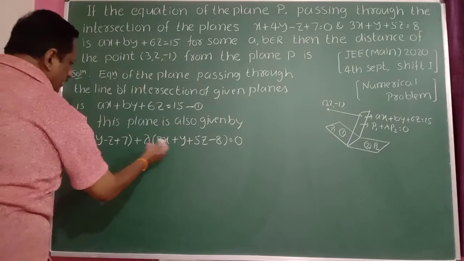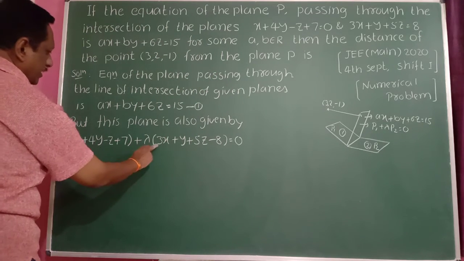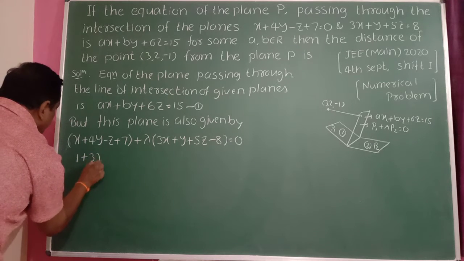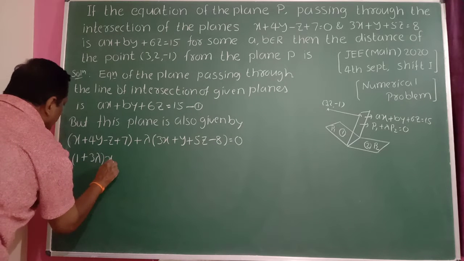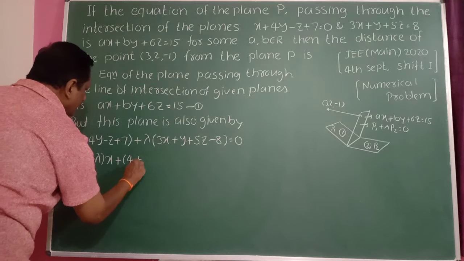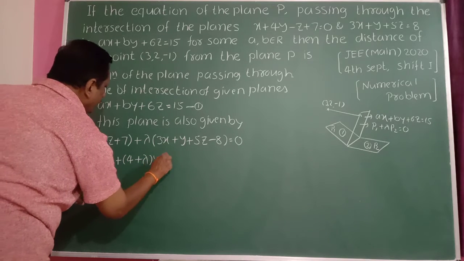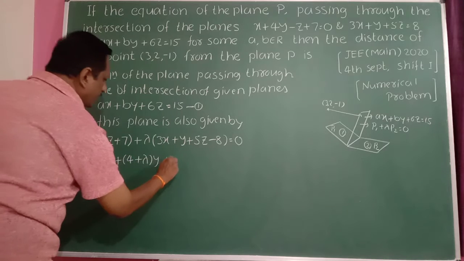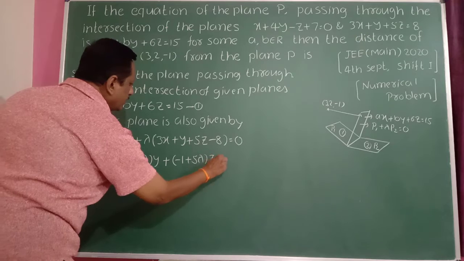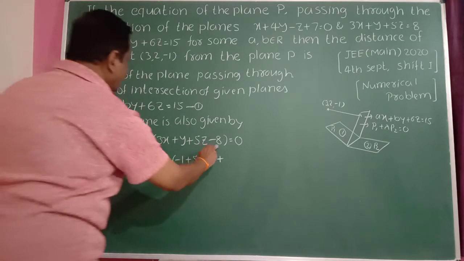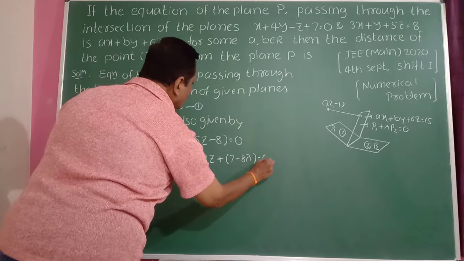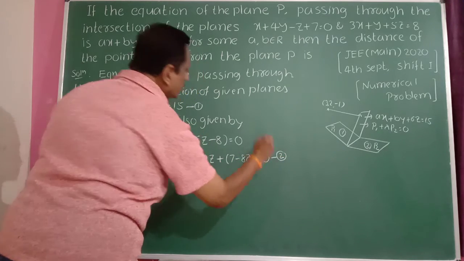Therefore, take this lambda inside the bracket. x plus lambda into 3x. So here x is the common factor: 1 plus 3 lambda into x, plus 4 plus lambda into y, plus minus 1 plus 5 lambda into z, plus 7 minus 8 lambda is equal to 0. Take this one as equation number 2.